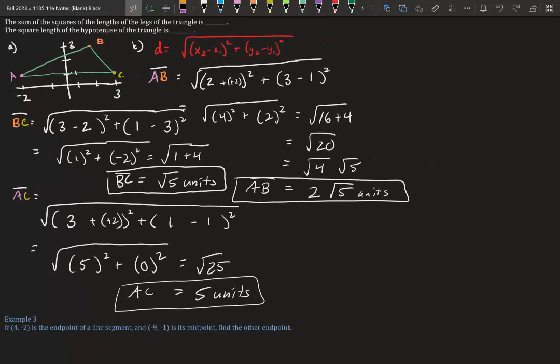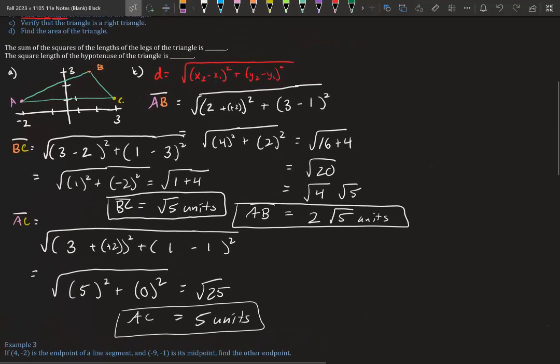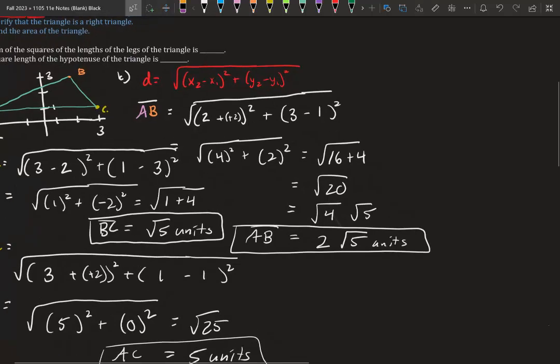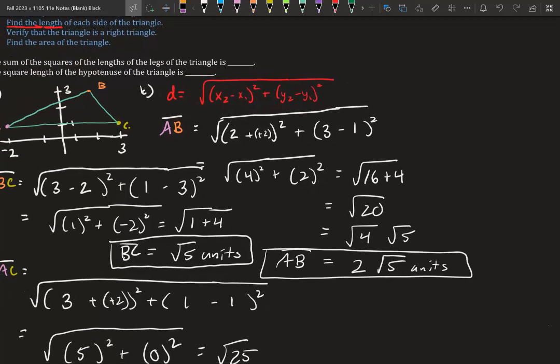Alright, we have all of our lengths of each side. So that is just part B, finding the lengths of each side. Now we need to verify that this is a right triangle.